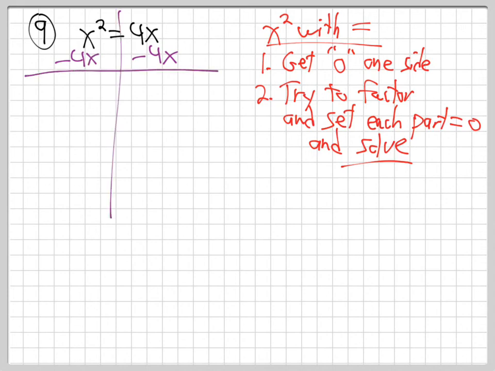Draw your horizontal line, and write the result of what you're doing. I'm subtracting 4x from both sides. So what does that leave me? x squared minus 4x equals 0. See how these cancel out and leave 0? So that gets us a 0. So that's step one.